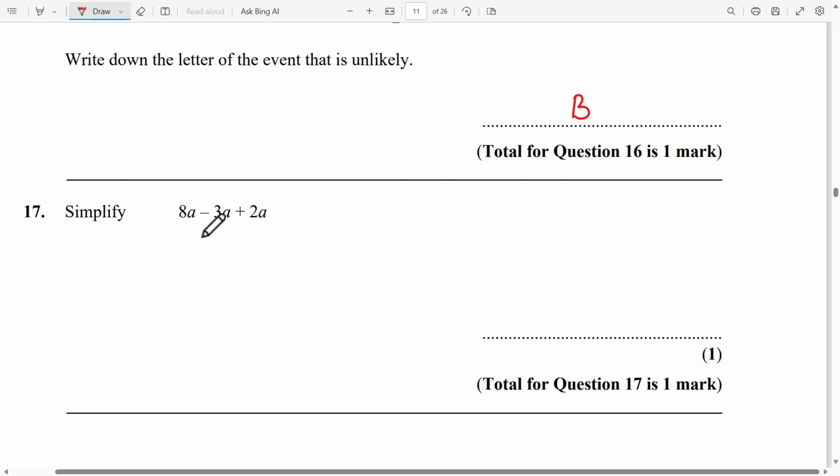And for this, if you have to simplify this, you do 8a minus 3a, that's 5a, and add it to 2a, that's 7a.